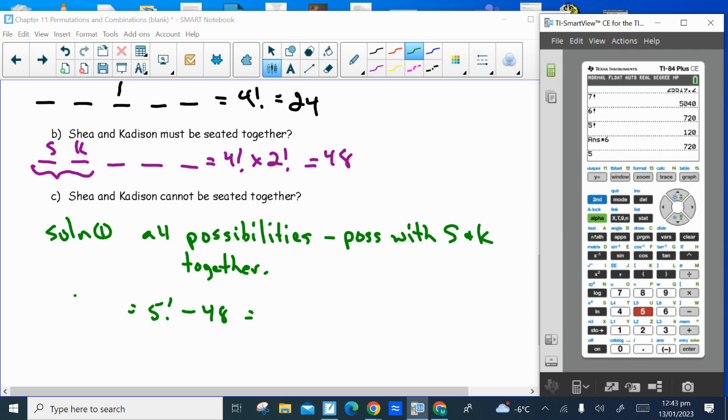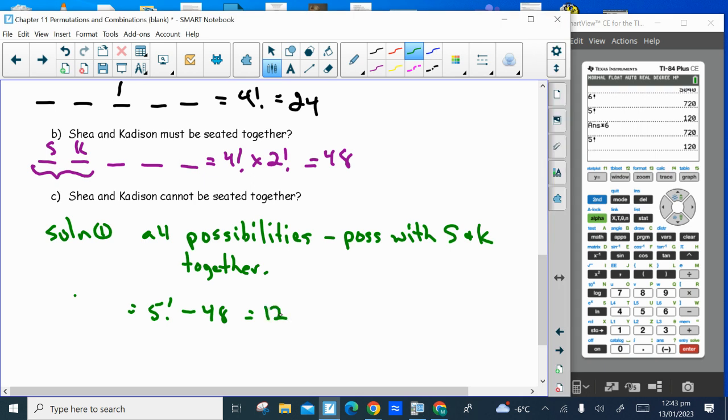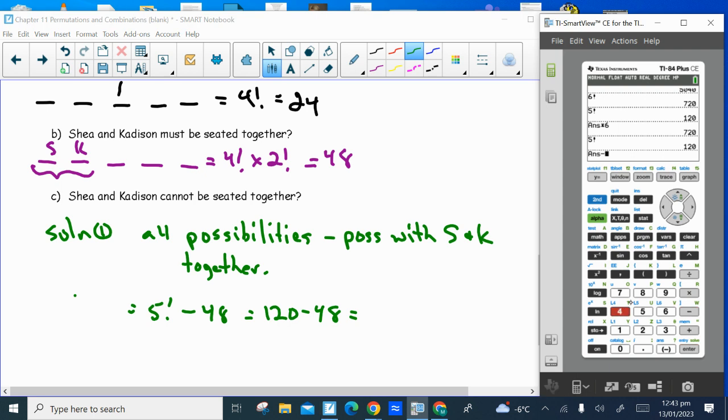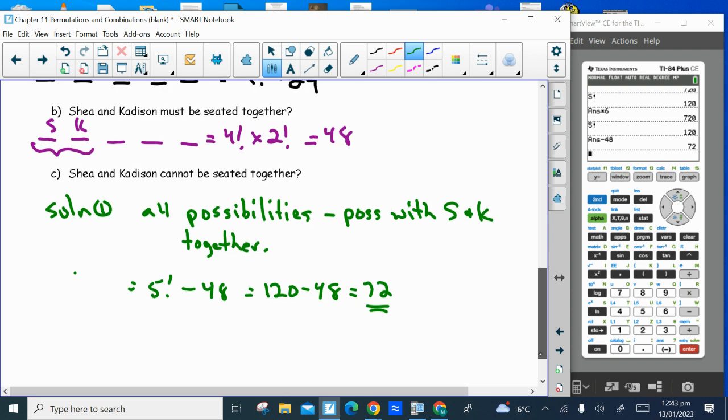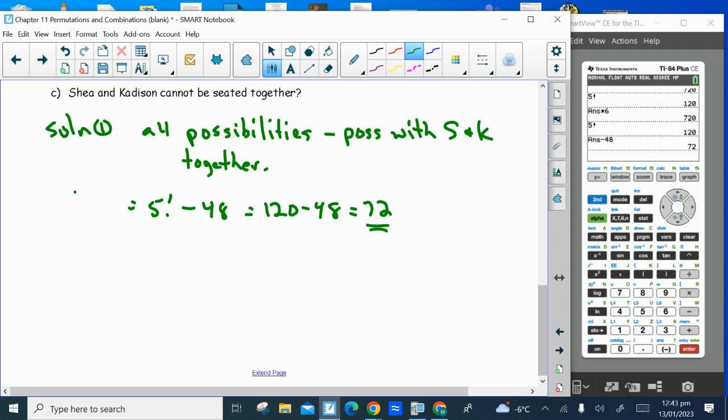So 5 factorial is 120. Take away the 48. Gives us 72 as our answer. So that is one way to do this type of question, where 2 things cannot be together. That's one way. Here's another way, though.